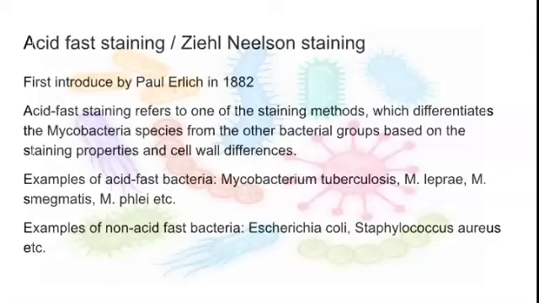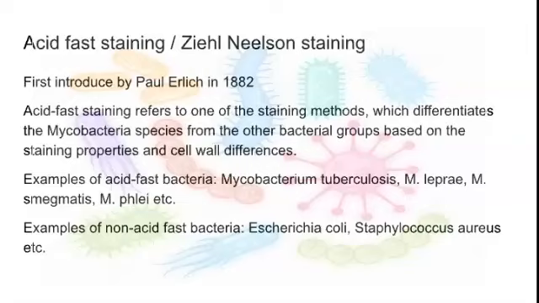Acid fast staining refers to one of the staining methods which differentiates the Mycobacteria species from the other bacterial groups based on the staining properties and cell wall difference. So if you want to identify Mycobacterium species, then we do Ziehl-Neelsen staining. Especially this is used for the identification of tuberculosis. Examples of acid fast bacteria are Mycobacterium tuberculosis, Mycobacterium leprae, Mycobacterium smegmatis, and Mycobacterium phlei. Non-acid fast bacteria are E. coli, Staph aureus, and so on.